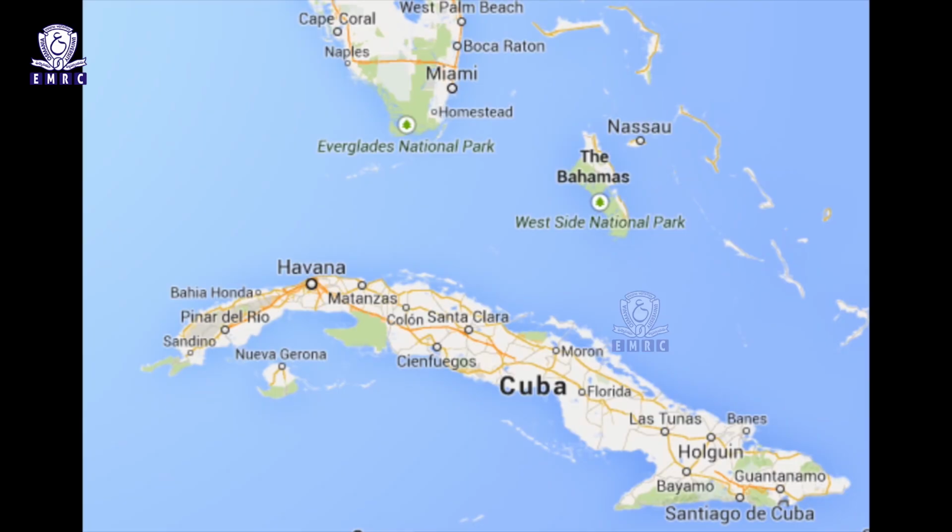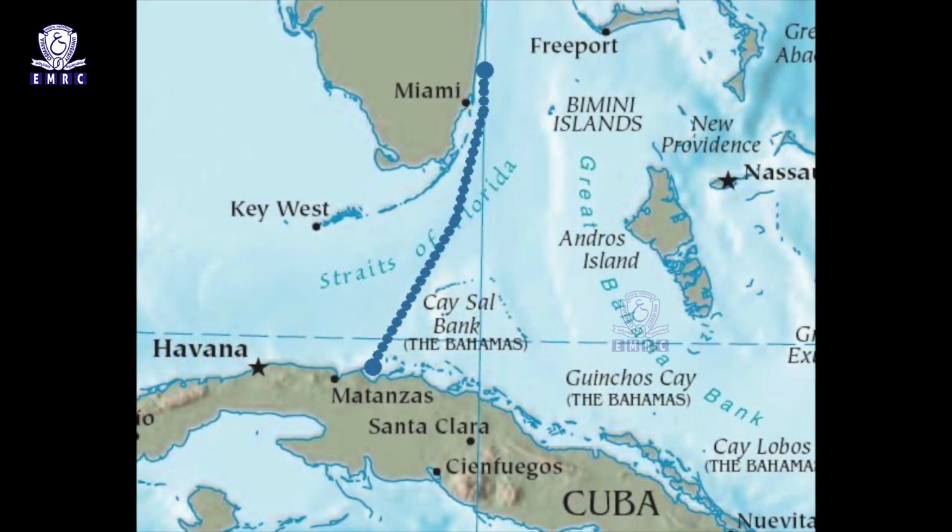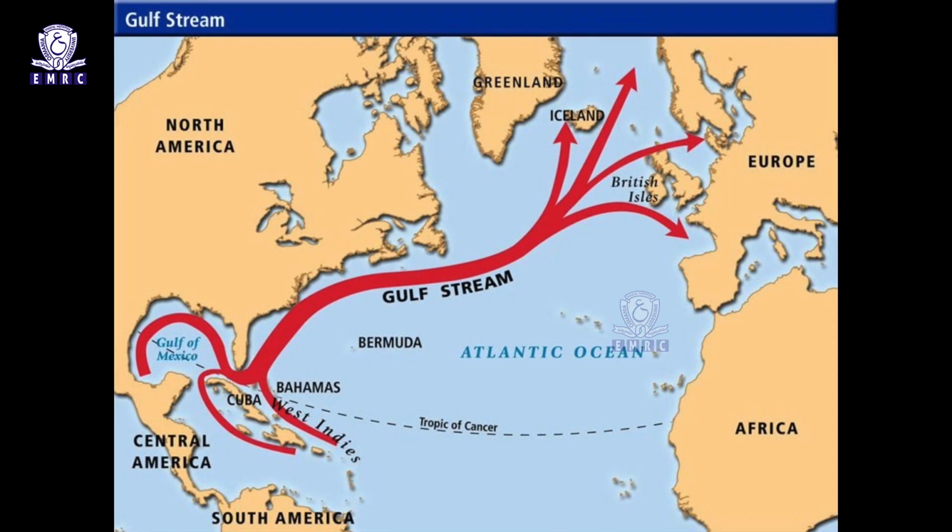The Florida Current, which is again warm in nature. One part of the current enters the Gulf of Mexico and emerges from the Florida Strait between Florida and Cuba. This is called the Florida Current. Gulf Stream, warm. Another part heads northwards east of the Antilles as the Gulf Stream. The Gulf Stream is one of the strongest ocean currents.